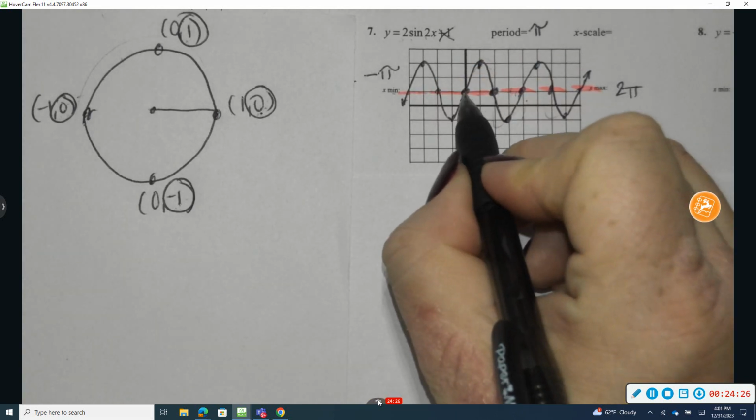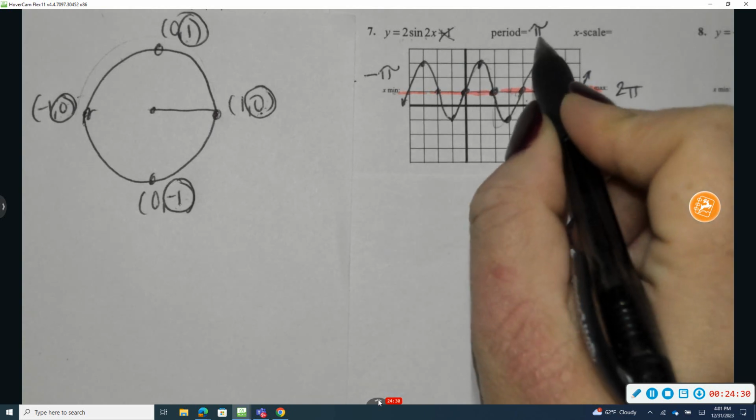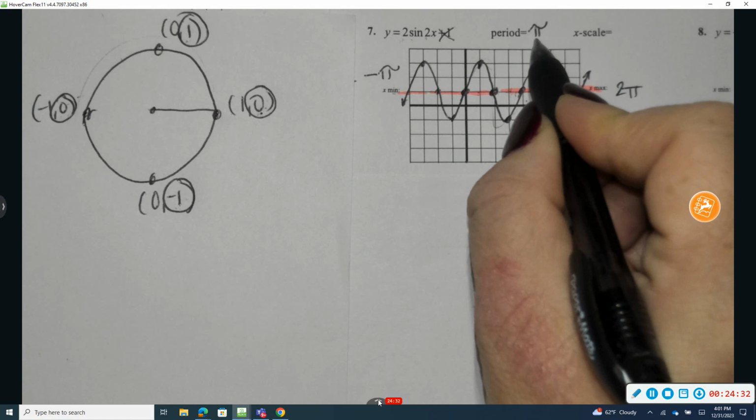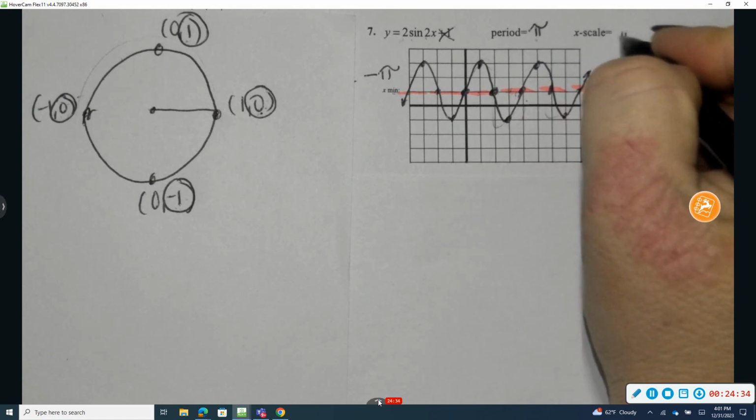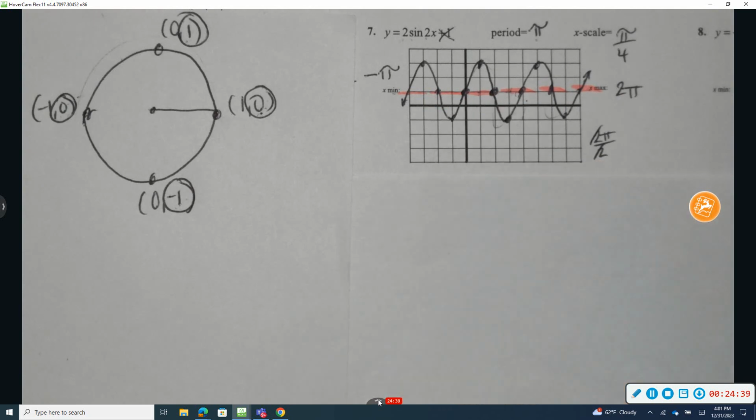Now, the x scale would be, what is the distance along the horizontal axis for each one of these steps? We're going to take the length of the period and divide it by 4. This is a distance of pi over 4, pi over 4, pi over 4, and so on.